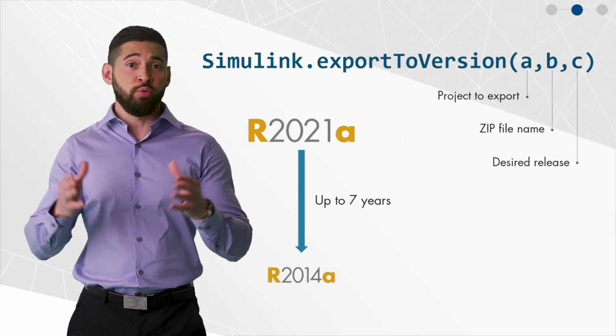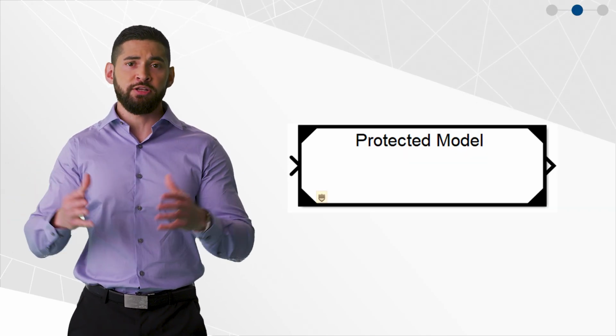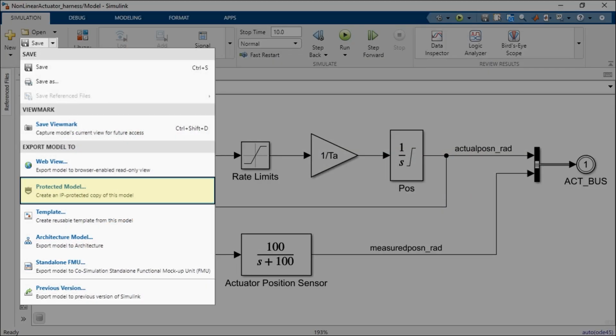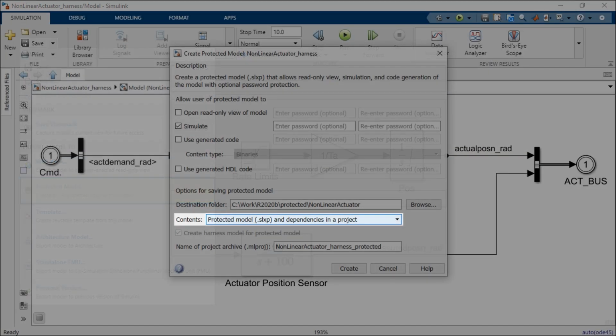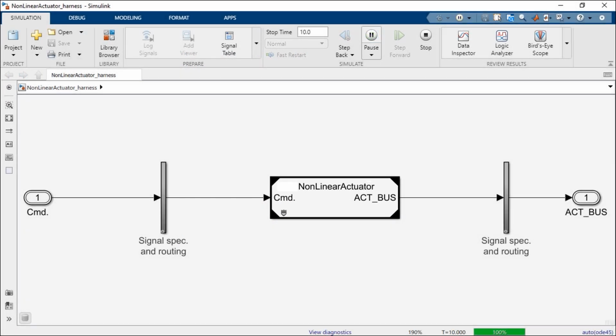When you need to collaborate with other groups or suppliers, you may have to protect your IP, or intellectual property, and protected models are the way to do that in Simulink. Now, when you create a protected model, you can package one project file that contains all artifacts, like test harnesses, data dictionaries, all the things your supplier needs to open and simulate your protected model while keeping your IP safe.